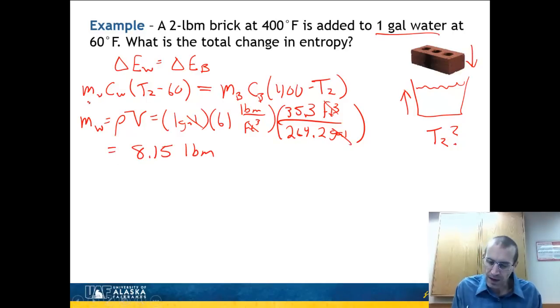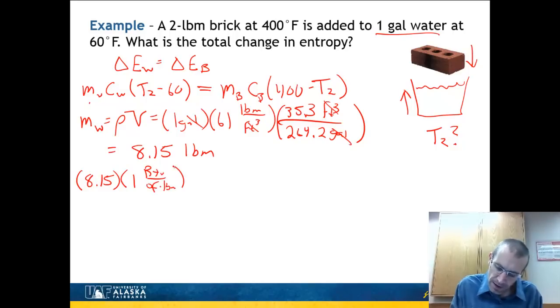So now I can go ahead and put that in for the mass of the water here. So let's go ahead and write that energy balance with all of our numbers. 8.15 mass of the water. C of the water is 1 BTU per degree Fahrenheit pound mass. And that is T2 minus 60.